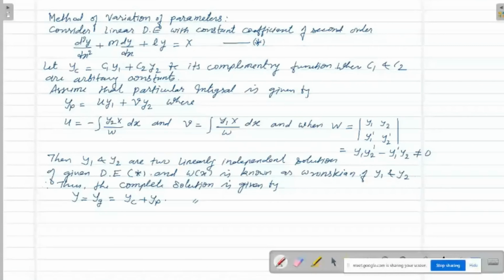Okay, let us take the problem. So this method is known as the general method. You can apply this method on any problem of the linear differential equation with constant coefficients. Okay, now let us solve the problem.